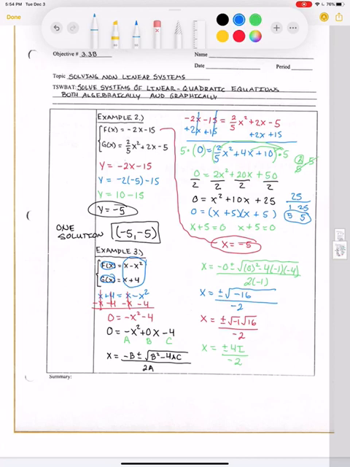Now, once you see this i, this means that our x value, our solution, is imaginary, which means that I won't get a solution for this system of equations because the system can't have an imaginary answer. So this would be a problem with no solution. Okay, and that is how you solve nonlinear systems algebraically.